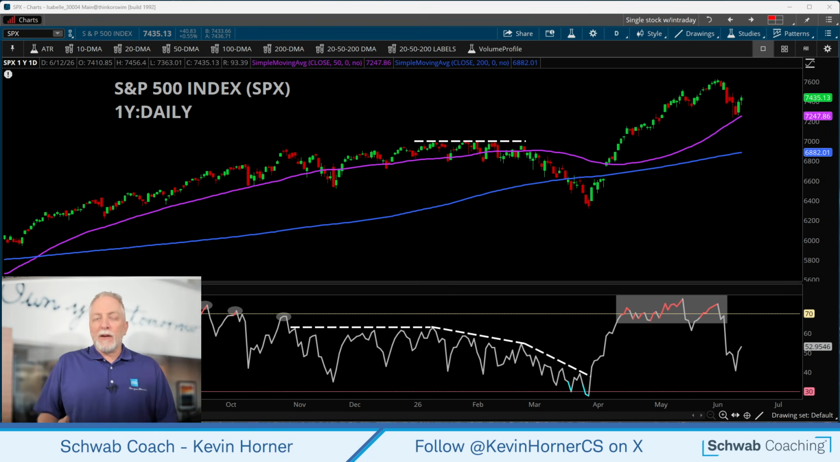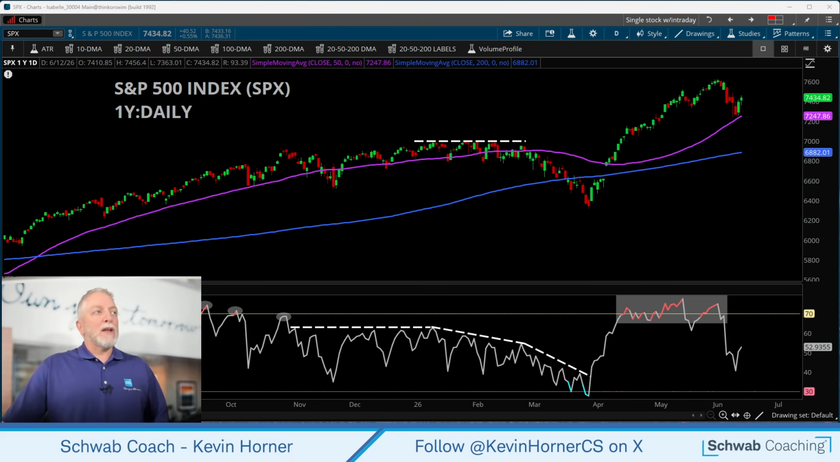Now, there are a few key levels that we need to pay attention to here. The 70 level is the overbought condition, the 50 level, the midpoint on this oscillator, and the 30 level, the oversold condition. Now, we are looking at a chart here of the SPX over the last 12 months or so, and we're assessing some interesting trends within price and the RSI.